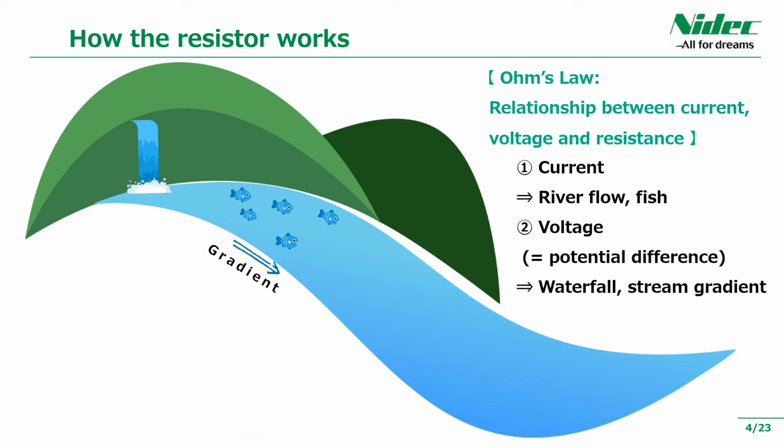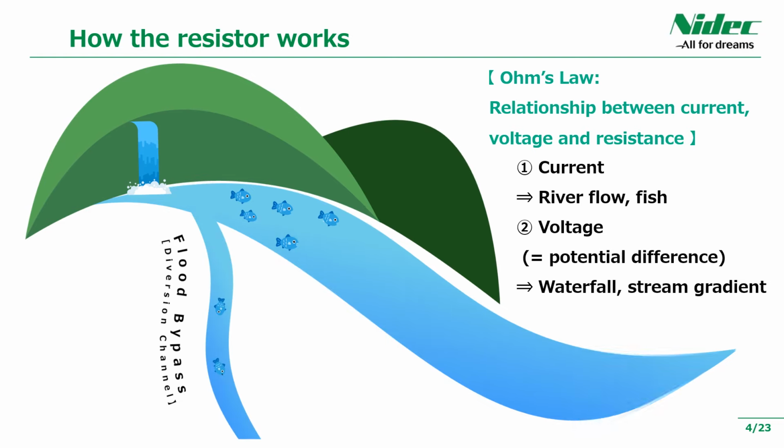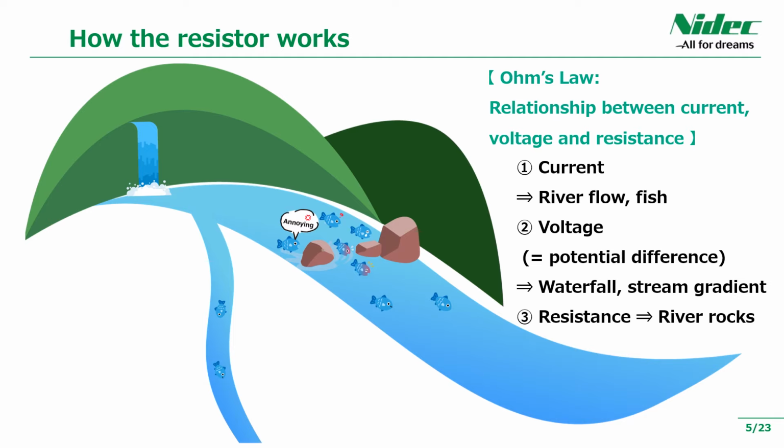Next, let's add the electrical resistance to the river in this slide. First, a flood bypass in a river branch has the effect of slowing down the flow of the river, and it is similar to the state of electricity that divides the voltage and drops the voltage. Now, big rocks are in the way. The huge rocks narrow the flow of the river. It seems that fish get caught in a jam because of the rocks and find it difficult to go down the river. This rock is exactly what electrical resistance is, which makes it difficult for electricity to flow.